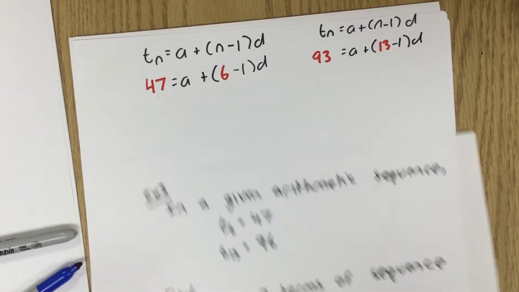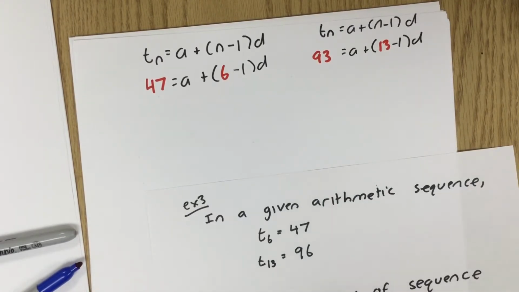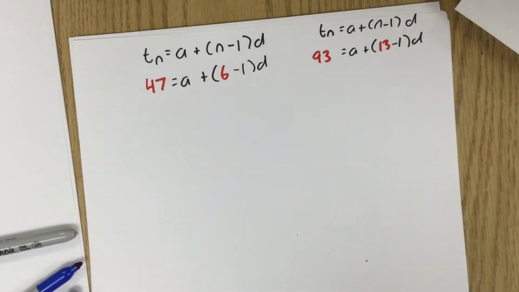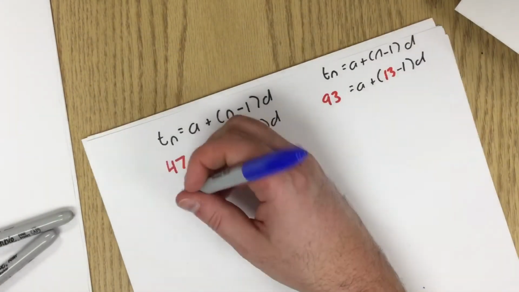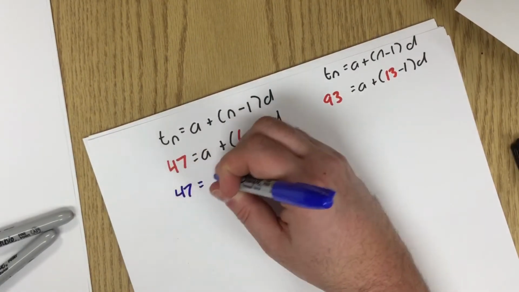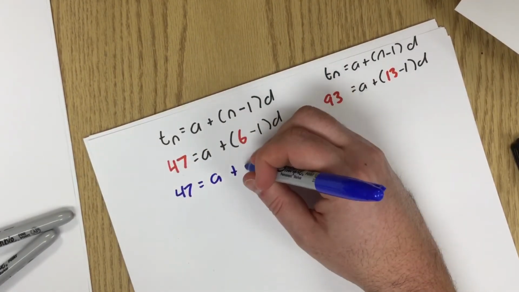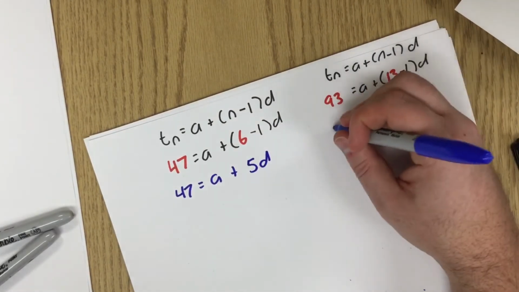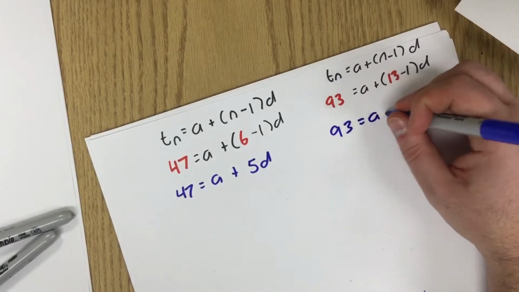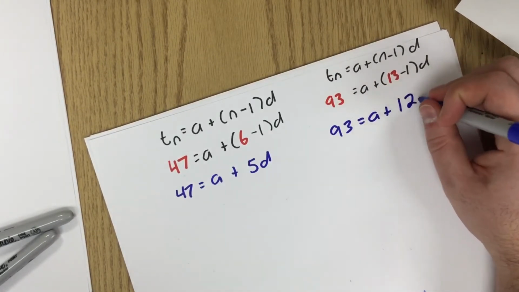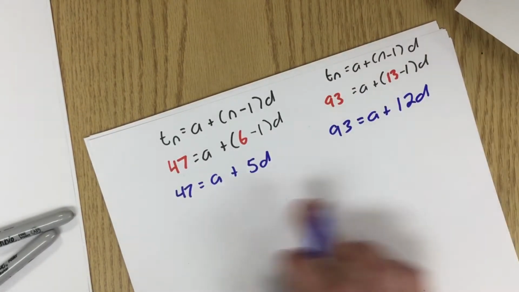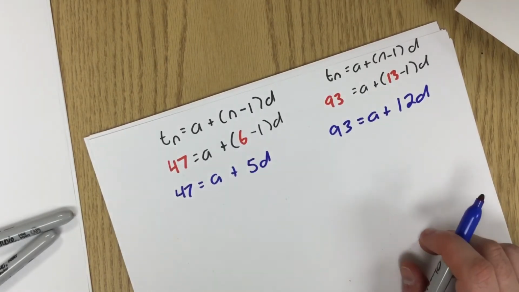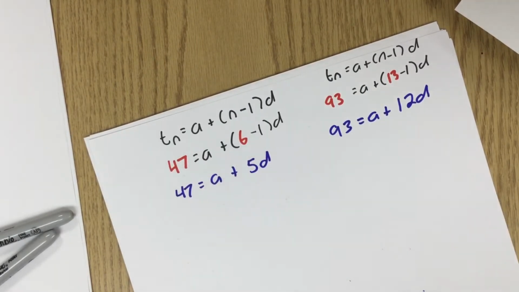So cleaning that up a little, we have 47 equals A plus, 6 minus 1 is 5D. And we have 93 equals A plus 13 minus 1 is 12, 12D. So we still have two variables, but now we have two variables and two equations. And what we could do is we could do substitution and elimination with this one.